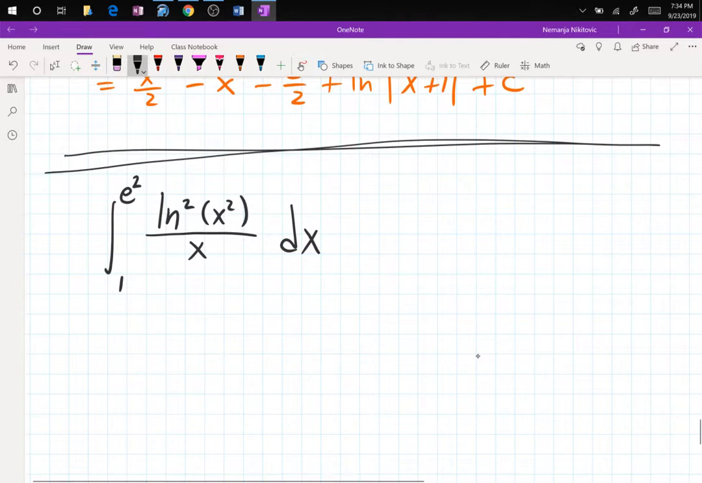ln squared, yes, as ln times ln. So when the square is directly on ln, that's ln times ln. Just like sine squared x means sine times sine. So the same for ln's. When you put the square there, it's ln times ln.